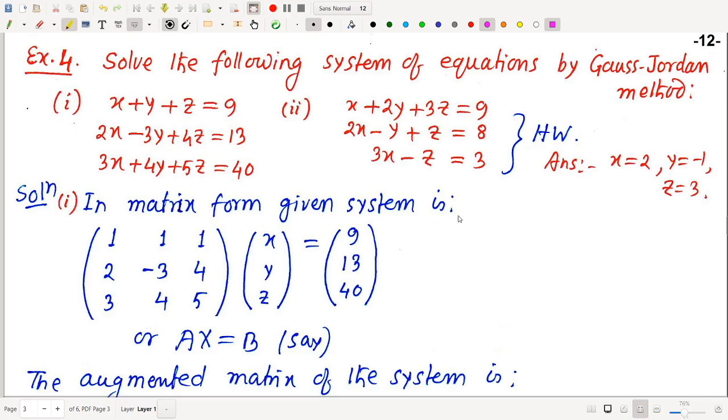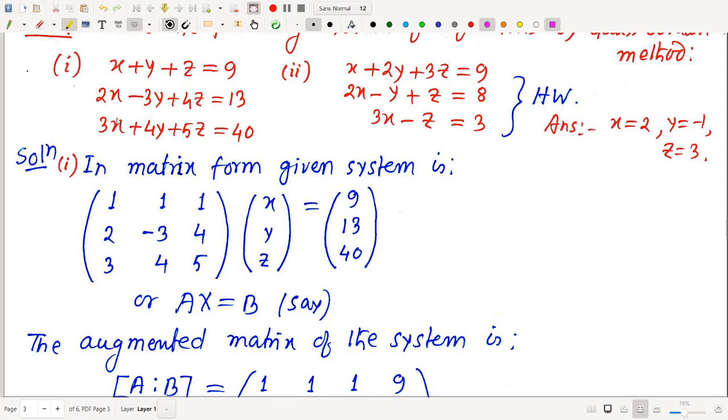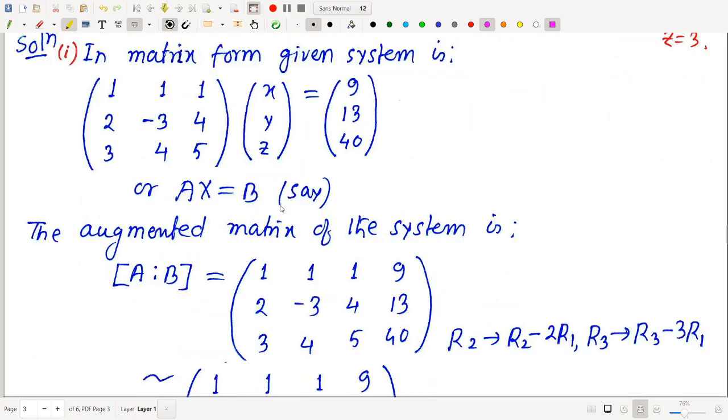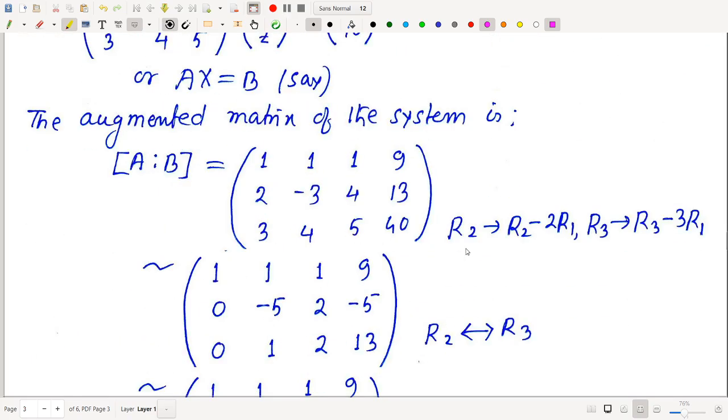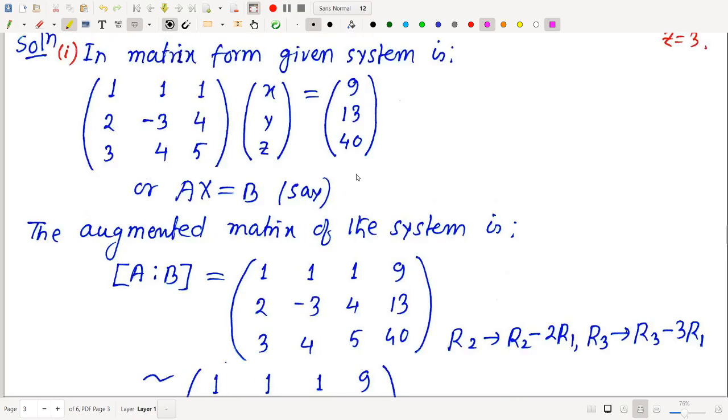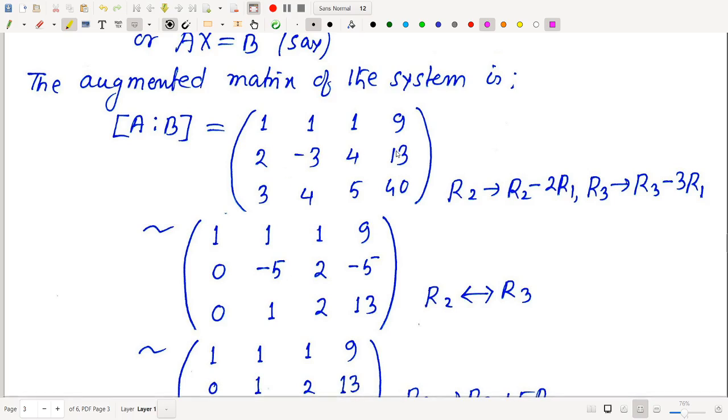In matrix form, the given system is 1 1 1, 2 -3 4, 3 4 5 written, and x y z variables, 9, 13, 40. Okay, so AX equal to B. Say the augmented matrix of the system is this A, and this 9, 13, 40 attached here. So you have got this augmented matrix. Now we shall apply elementary row operations only and convert this coefficient matrix. This is the coefficient matrix and this is B attached, that's why it is an augmented matrix. This coefficient matrix we shall convert to a unit matrix or a diagonal matrix. Better we go to a unit matrix, and then readily the variables will be obtained.